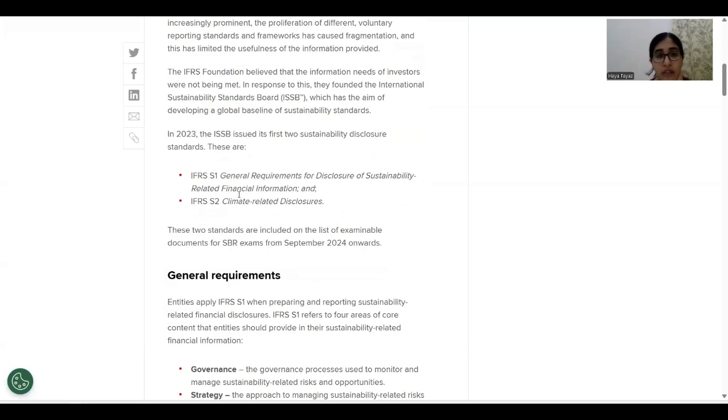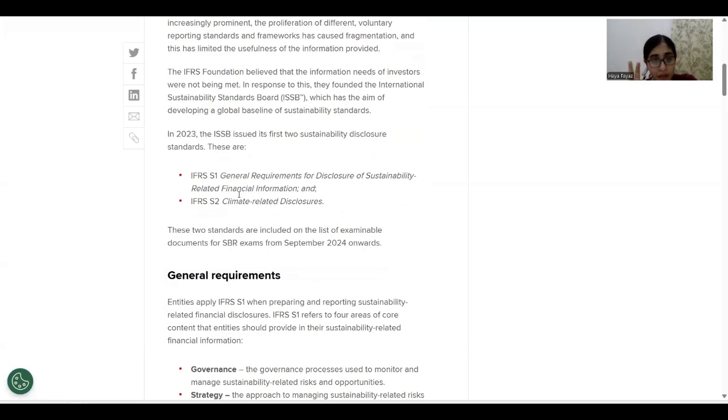In 2023, the ISSB issued its first two disclosure standards. I'm sorry, in 2021 it was just a discussion; 2023 is when they have actually done it. So sorry about the year, guys. IFRS S1 covers general requirements for disclosures, so this is general, and the other is climate-related disclosure.